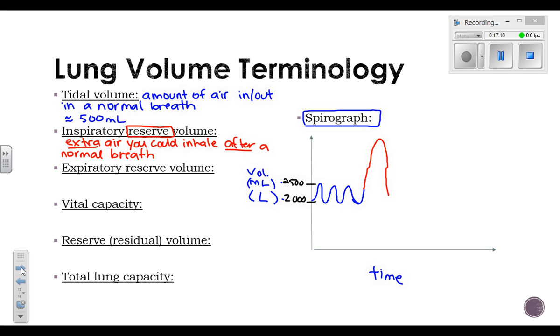Now, inspiratory reserve is the extra amount. If I wanted to talk about every bit of air you could inhale, I would take those two values together and I would call it my inspiratory capacity. So if I take my normal breath and the extra breath and put them together, that's all the air I can possibly breathe in. That's it. That's the maximum amount.